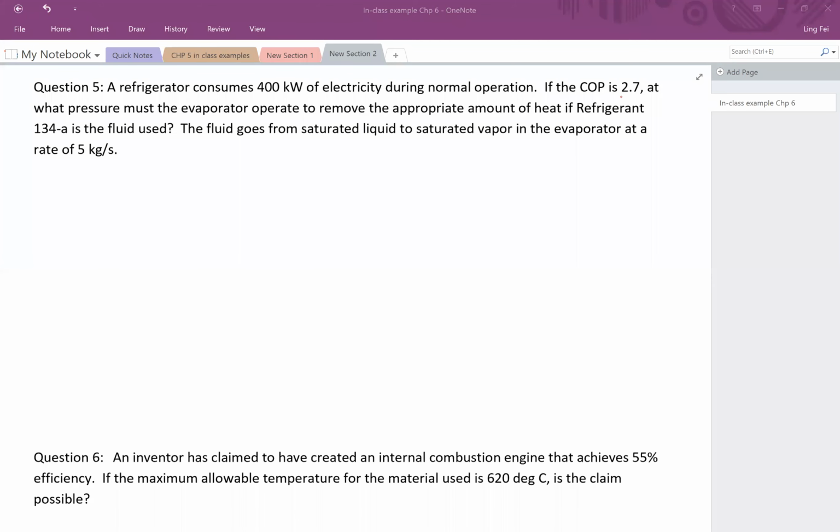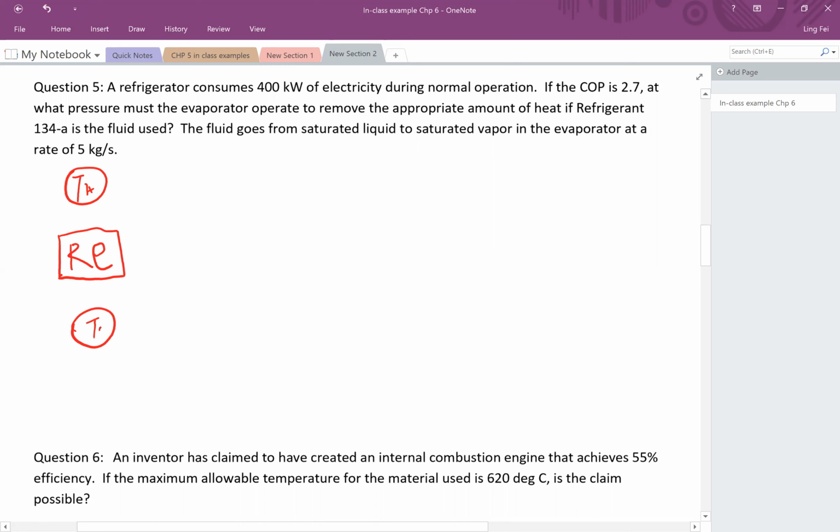Hey guys, we are looking at problem 5, a refrigerator. For a refrigerator in this chapter, as I mentioned, we always draw the 3-block diagram. So you will put the refrigerator here. Then this is a higher temperature. This is a lower temperature.